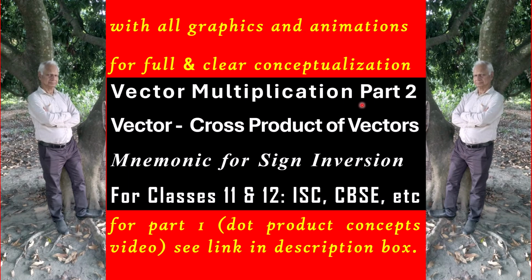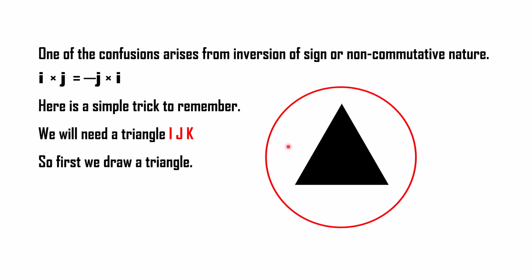This is part 2. Now one of the confusions which most students have doing a cross product is the question of signs, when to put plus sign and when to put minus sign. Because it is non-commutative, i into j is not equal to j into i; i into j is negative of j into i. So when to put the minus sign and when to put the plus sign, there is a confusion for new students. So here is a simple trick to remember.